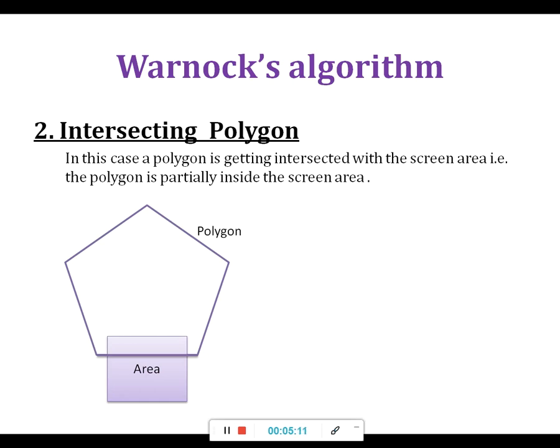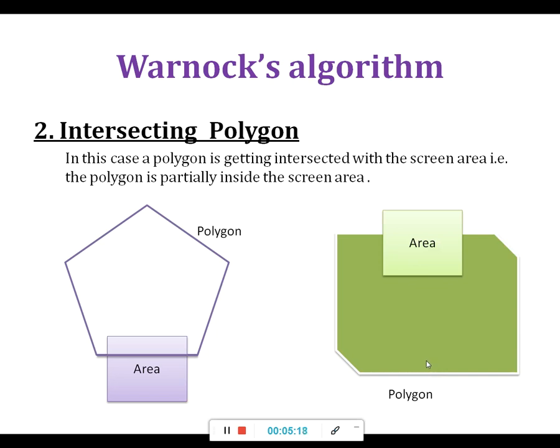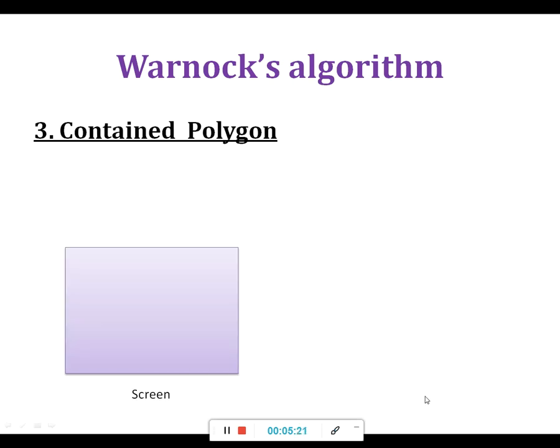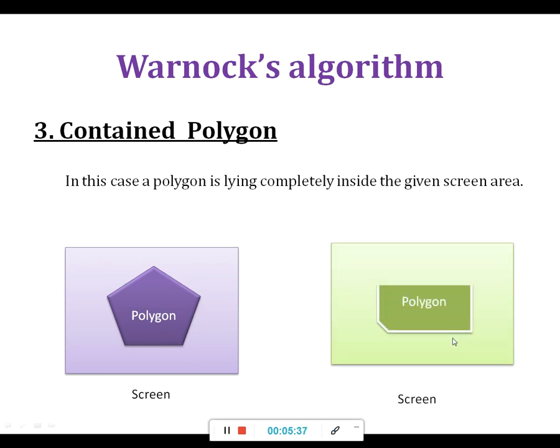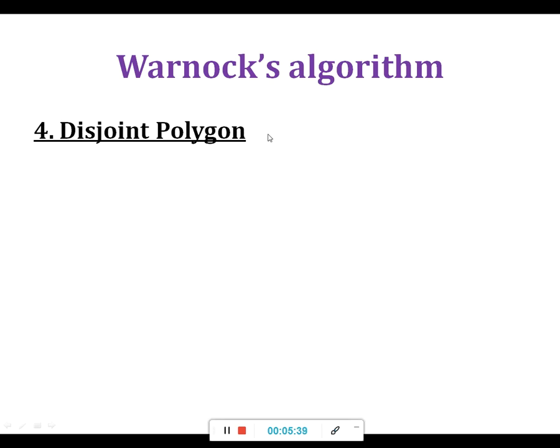This means we can say that the polygon is partially inside of that area and partially outside of that area. Such a polygon and this area we can call an intersecting polygon. So this is another example of an intersecting polygon. Then the third category is the contained polygon. A contained polygon means the polygon will completely lie inside of the given area. So you can see here it is completely visible inside of the screen area. So this is a contained polygon.